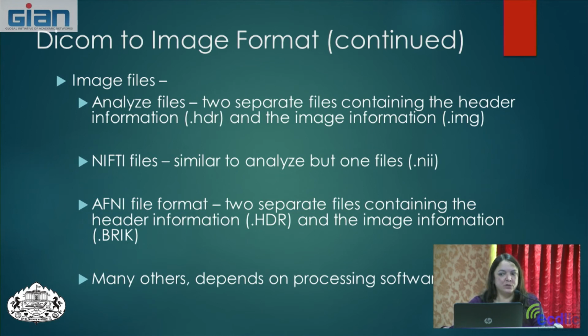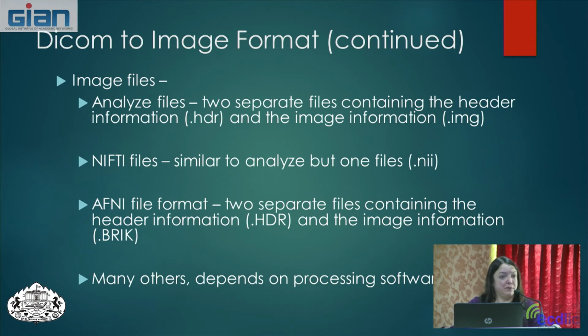So the first thing we do after we get these DICOM files is put them into imaging files that our software can read and analyze. And there are several different types of imaging files that we use. Initially, we had what were called the Analyze file formats. This was two separate files, so one data set would come in two separate files. One file would contain the header information, and the other would contain the image information.